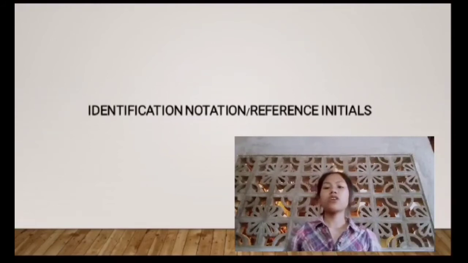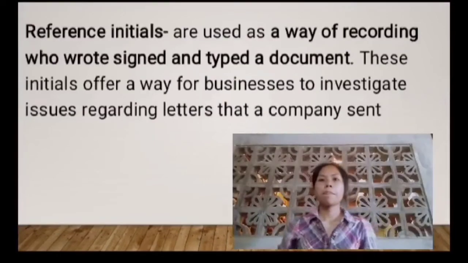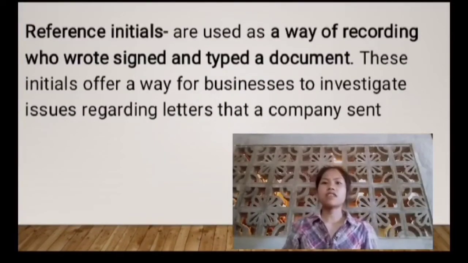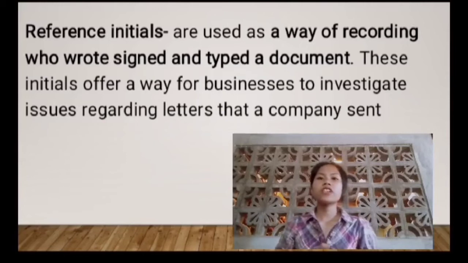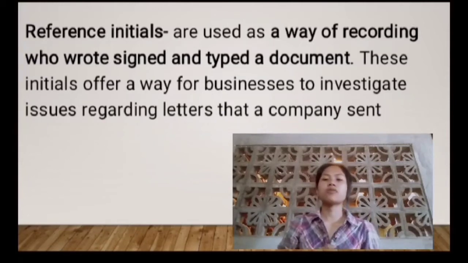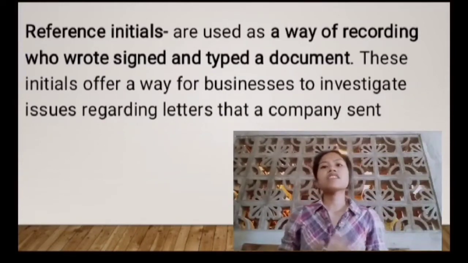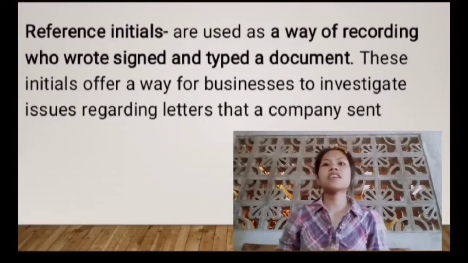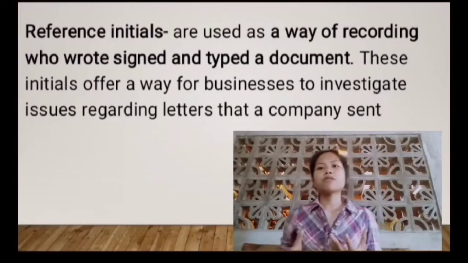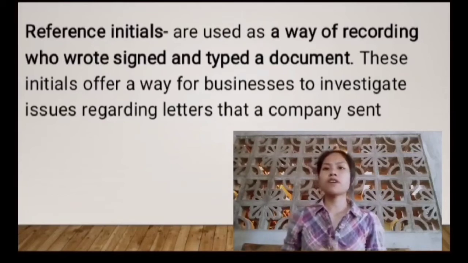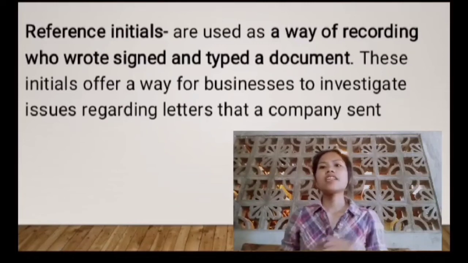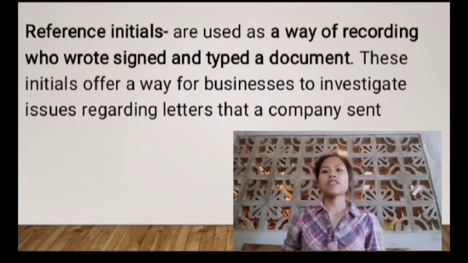Identification, notation, or reference initials. Reference initials are used as a way of recording who wrote, signed, and typed a document. Reference initials are used in most business letters, and they have many purposes. They are used as a way of recording who wrote and typed a document. The initials offer a way for people to examine problems regarding a letter that another company sent.